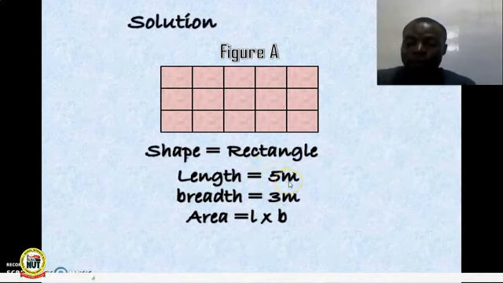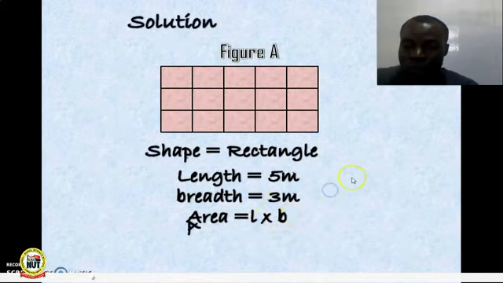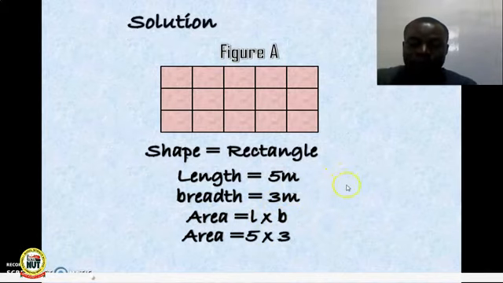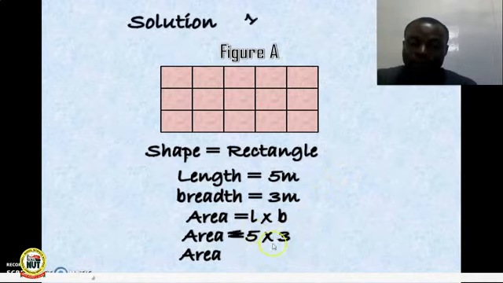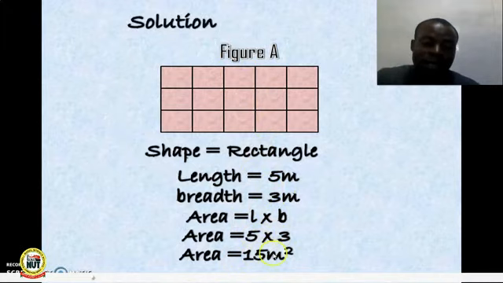That is the formula. So if we have area equal to length times breadth, it means whenever I see length, I'm going to put 5. And whenever I see breadth, we are going to put 3. So if you substitute, we are going to have area equal to 5 times 3. And 5 times 3 will give us what? 15. So the area of figure A is 15 meters square. Is that clear? Good. It's very simple.